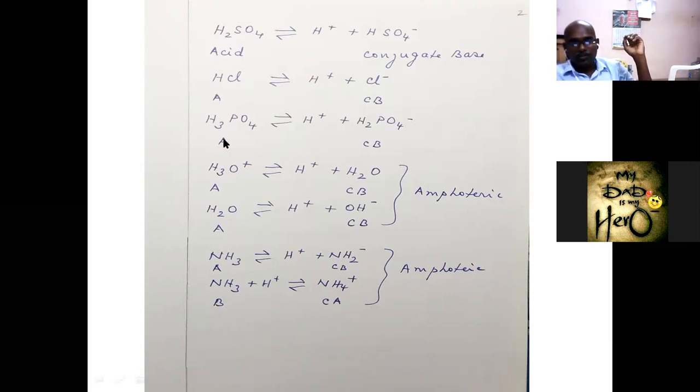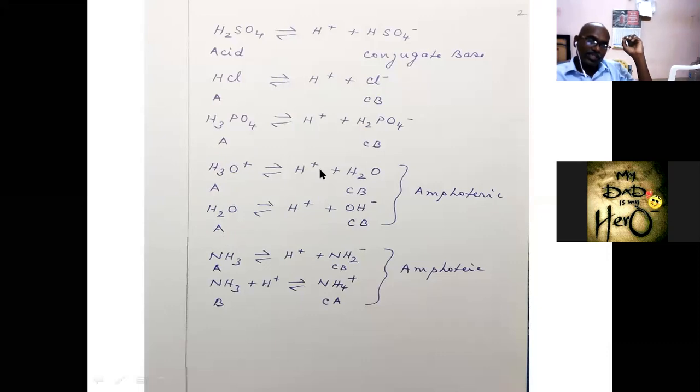Now look at the water molecule. This water molecule combines with H plus to give H3O plus, or H3O plus gives an H plus and a water. Therefore, this is a proton donor, it is an acid. This is a proton acceptor and it is a base, conjugate base. Similarly, water itself can release one proton and form OH minus. So in this reaction, H2O is acid and OH minus is a conjugate base.